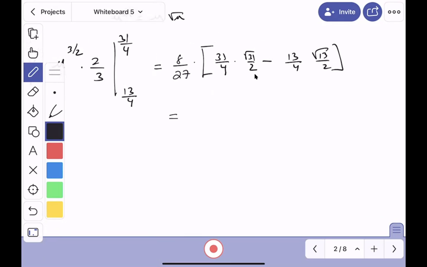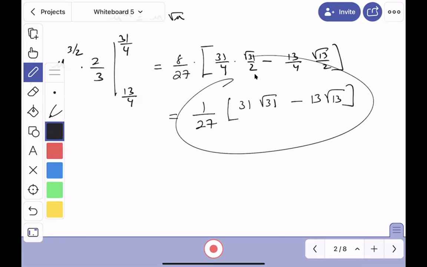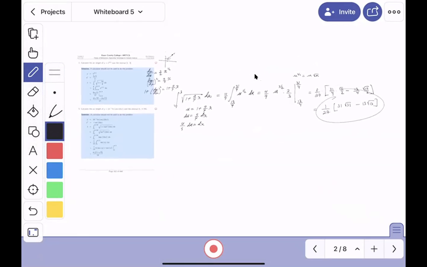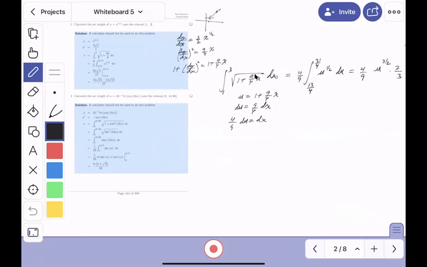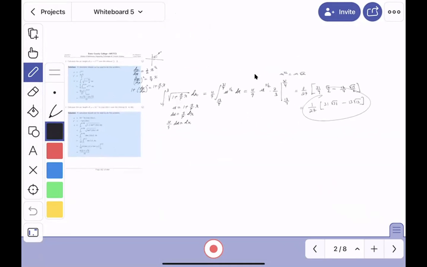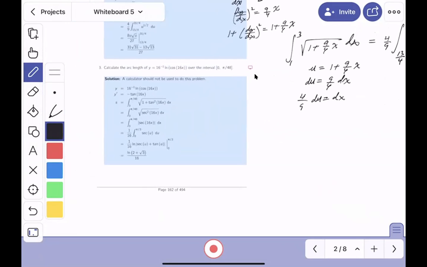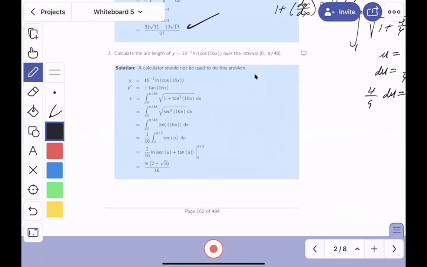The worst part about doing it is mistakes happen. So I'm going to write this over here as 1/27th now because I see the 8's canceling. And what we're left with is 31 root 31 minus 13 root 13. All right, let's see how we did. And again, if I make a mistake, I'll have to correct it. Let's see, did I do that? 31, 31, 13, 13. Yeah, bingo.